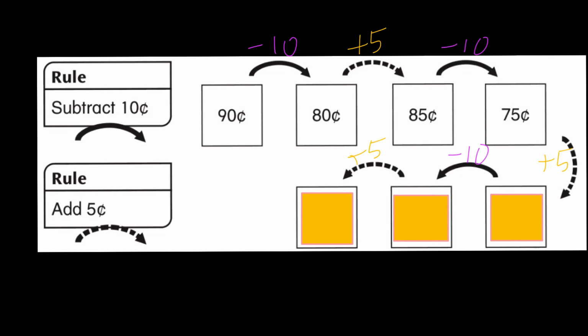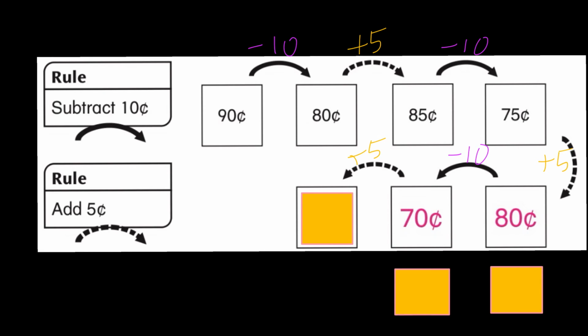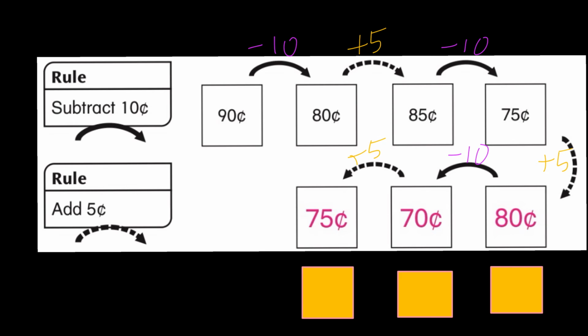So you should have 75 plus 5 was 80. 80 minus 10 was 70. 70 plus 5, 75. So you should have had 80, 70, 75.